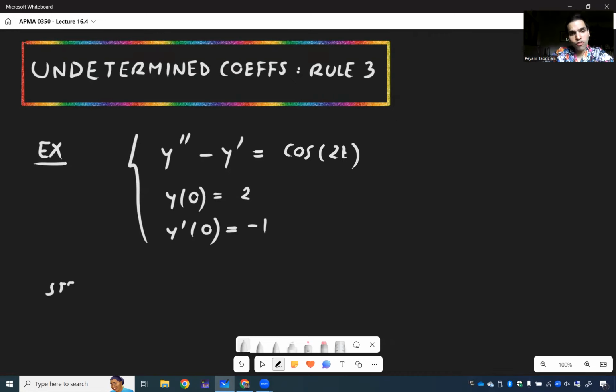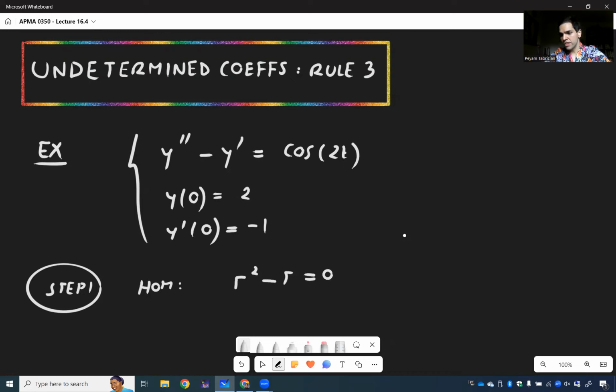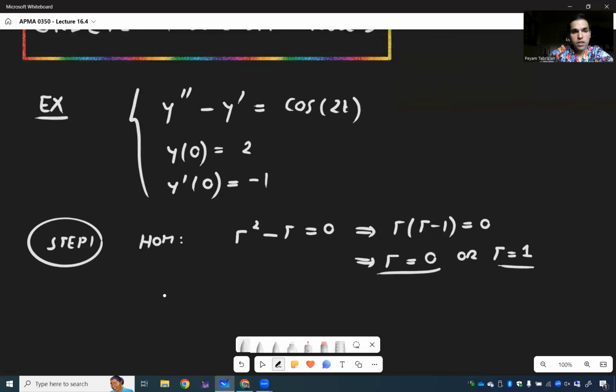As usual, you first find a homogeneous solution. For this, let's look at the auxiliary equation, which is r squared minus r equals 0. So r times (r minus 1) equals 0, so r is 0 or r is 1, which gives the homogeneous solution. It's a e to the 0t, so just a, plus b e to the 1t, so b e to the t.